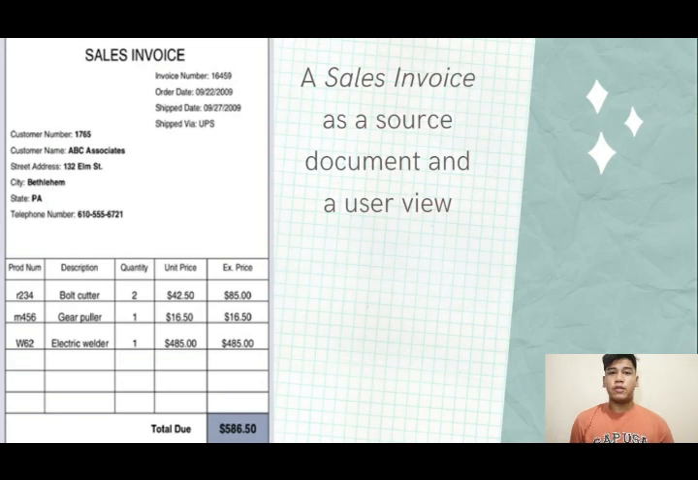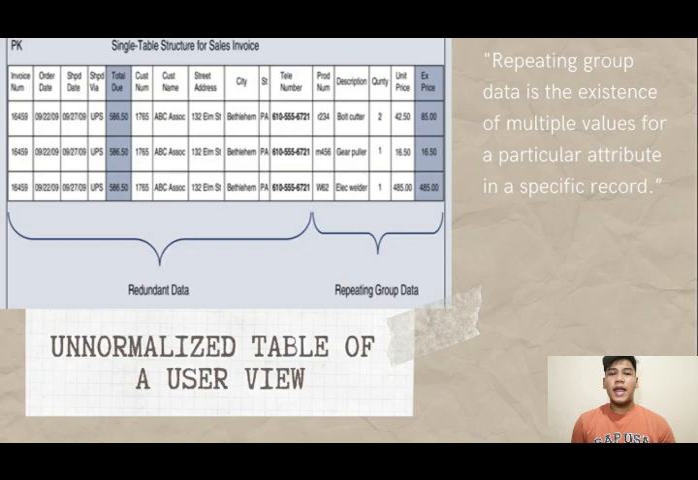So the first thing that we have to do in normalizing data table is to simplify all the information from the sales invoice and sort it out in a single table presented in the following slide. The sales invoice as presented will serve as a user view and a source document for us to normalize the data table and continue with the process. You will see in the diagram presented the repeating group data and the redundant data that needs to be removed. Repeating group data is the existence of multiple values at a particular attribute in a specific record.